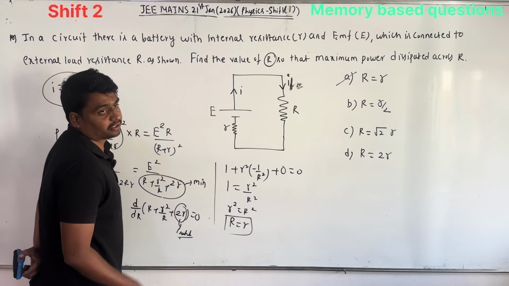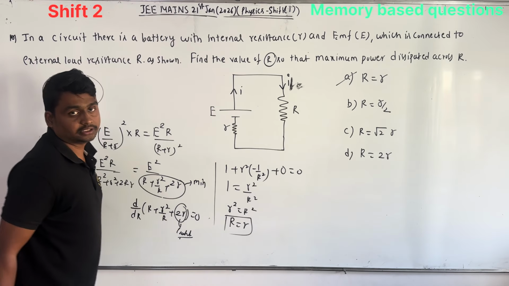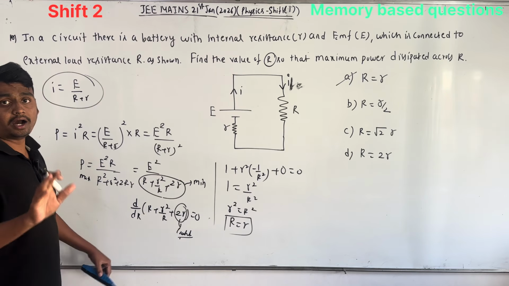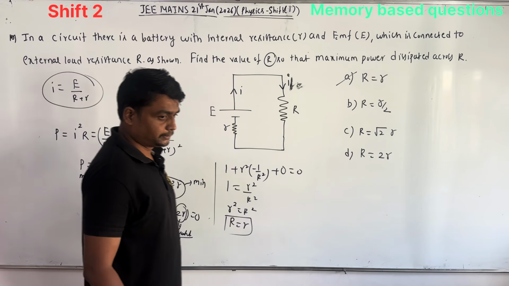So that point will give the minimum value. This is the concept we can use in the application of derivatives. First question, answer R equal to r. Next we'll go for the second one.